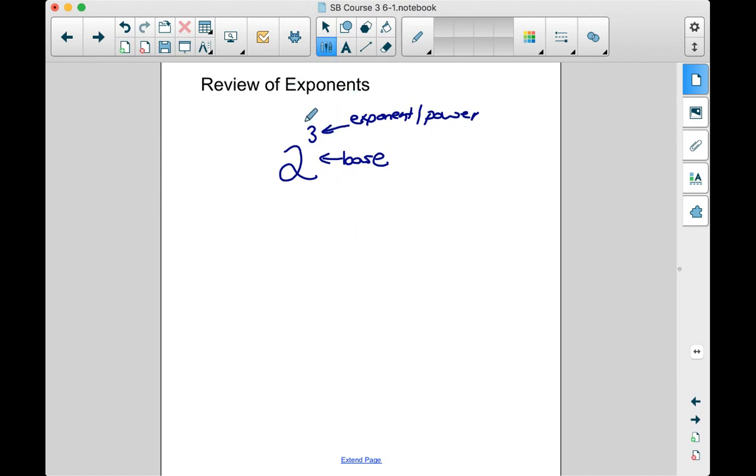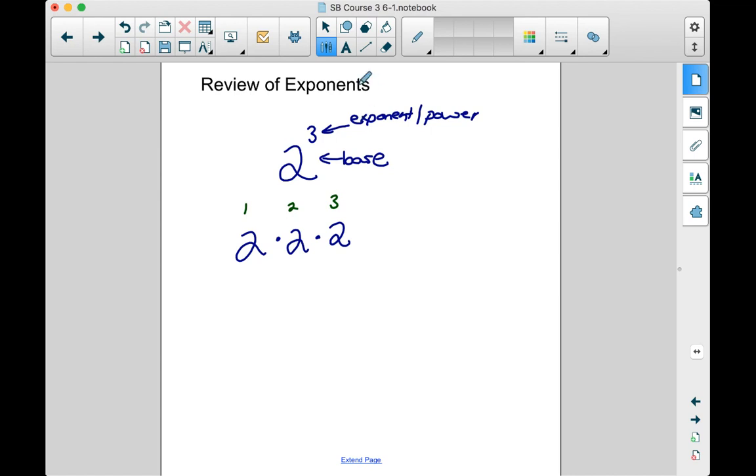And this exponent determines how many times the base is multiplied by itself. So here it's all about that base times that base times that base, or 2 times 2 times 2, and it's to the power of 3. So that means, and I'll do this in a separate color, that I multiply it by itself 1, 2, 3 times.